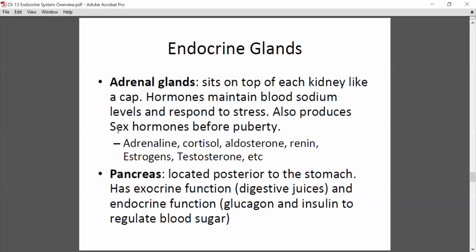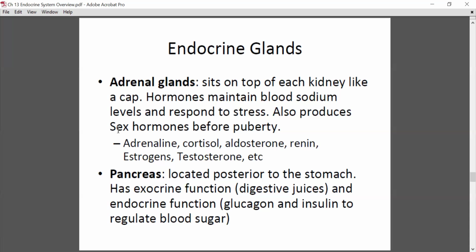It also produces sex hormones before puberty. So before someone reaches the age of typically around 12, 13 years old, the sex hormones are produced by the adrenal glands. Once puberty hits, the adrenal glands stop producing sex hormones or don't produce as much of it. The ovaries and the testes start taking over the production of the sex hormones so that now it's able to produce more of it.